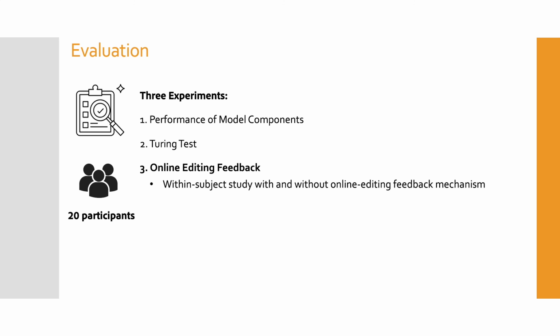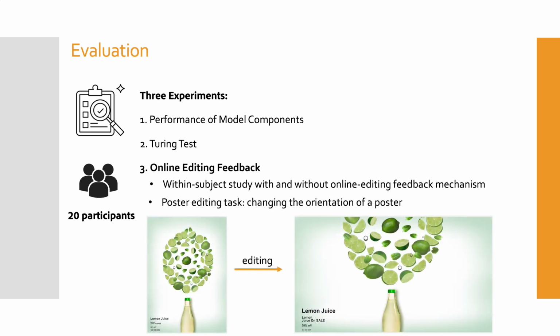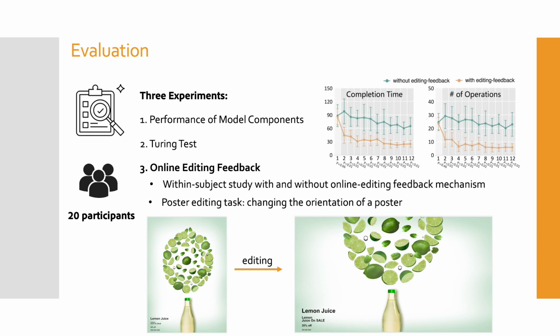In the third experiment, we test the performance of the online editing feedback mechanism by asking the participants to change the orientation of a poster, which usually requires tedious element moving and resizing. The study result shows that this feature can significantly accelerate the poster editing process by memorizing users' editing preference.